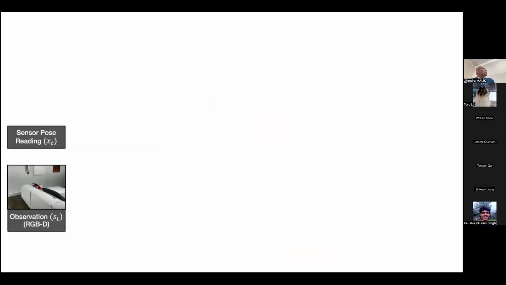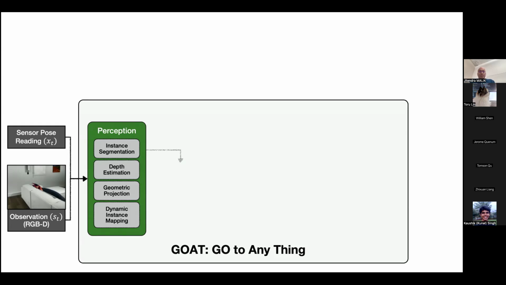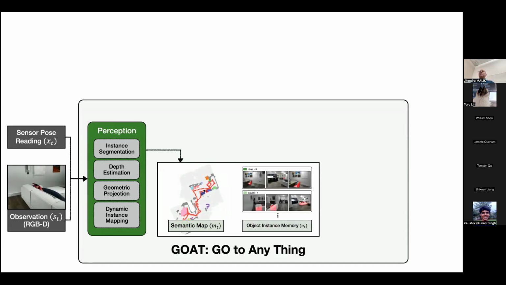Okay, GOAT system architecture. So this is what we did. We had sensor pose reading. The perception system is basically relying on the power of the computer vision community to have built good models for each of these. So there is a segmentation system and depth estimation, geometry. All of this is just off-the-shelf computer vision systems, no end-to-end training here. So this is adequate for building a semantic map, and it is also adequate for recording all these instances, right? Object instance memory.